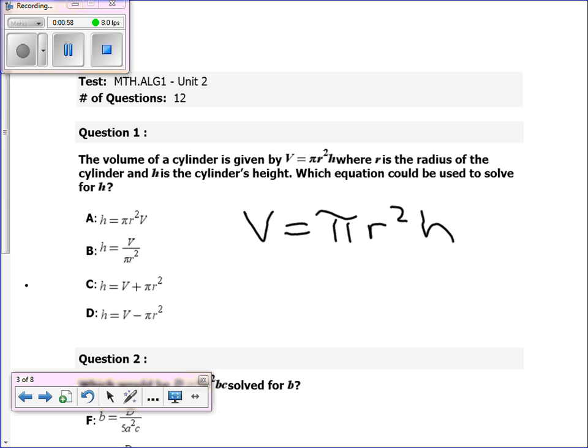So since we have all multiplication here on the right-hand side, we're going to go ahead and divide both sides by pi r squared. So pi r squared cancels on the right-hand side. So now we're left with h is equal to volume divided by pi r squared, which looks like choice B.